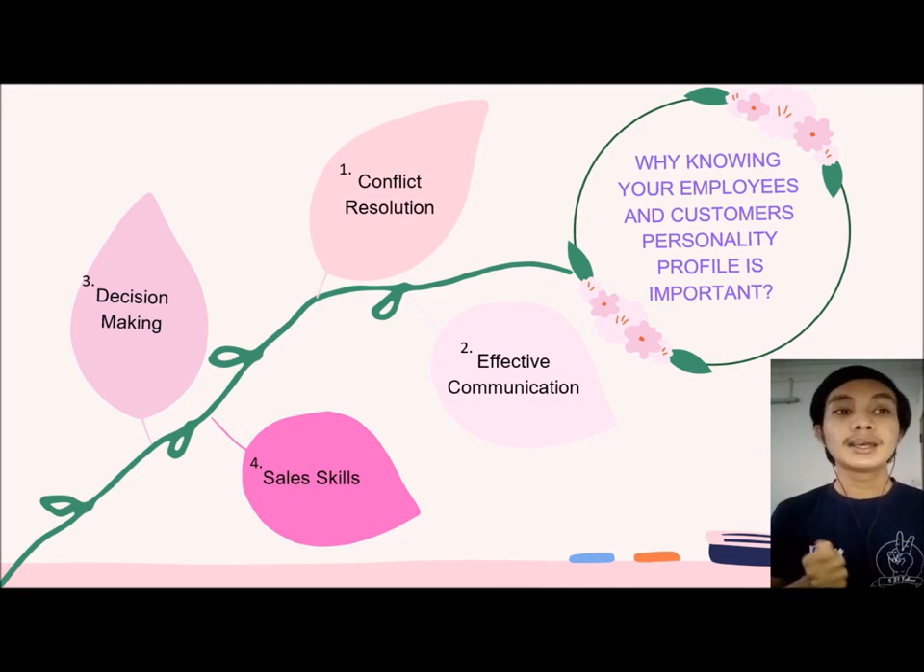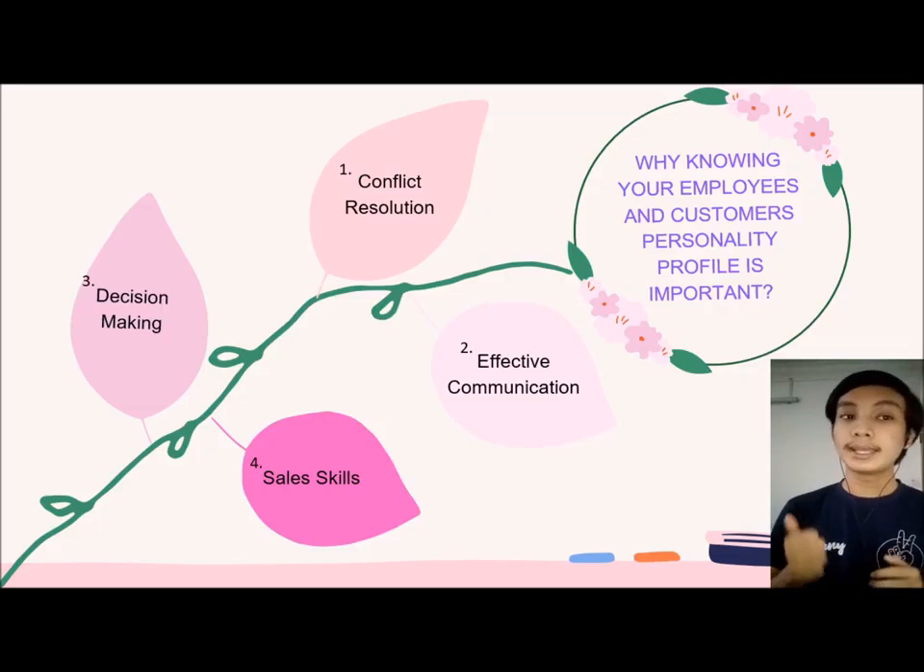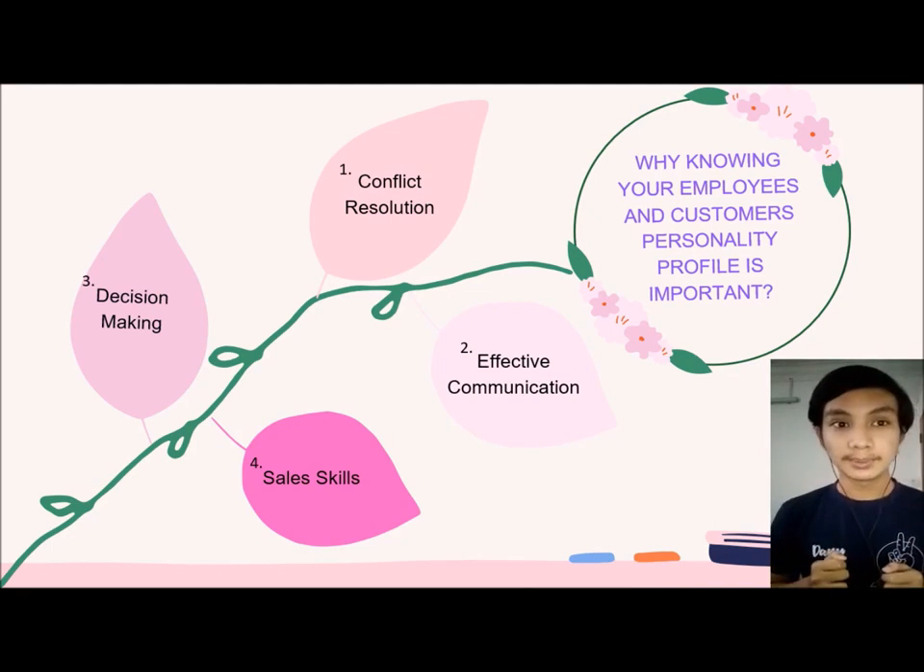The second one is effective communication. By having the ability to understand, appreciate, and accommodate individual communication styles, it will skyrocket your competence to communicate with others effectively, which will give you an advantage no matter what position you hold in the company.